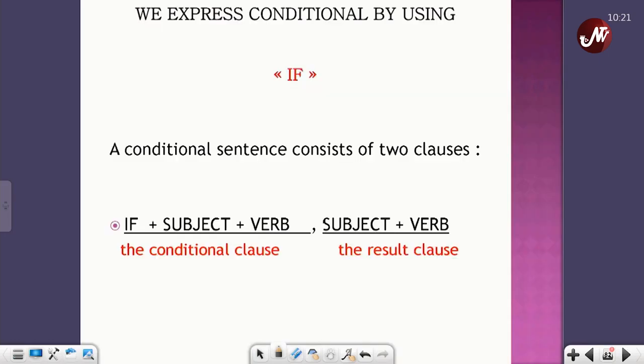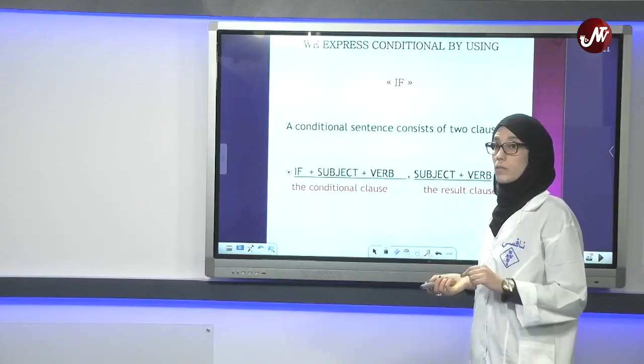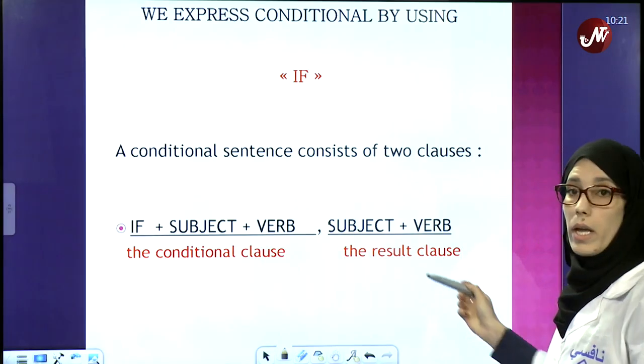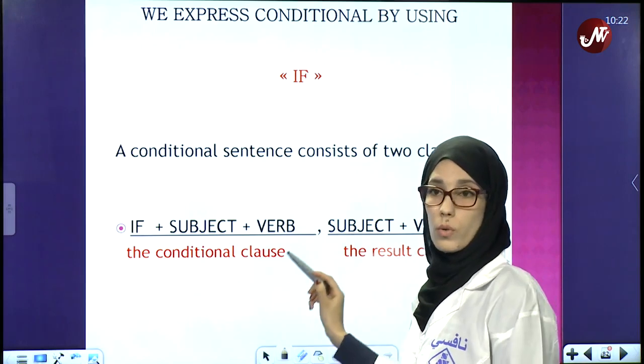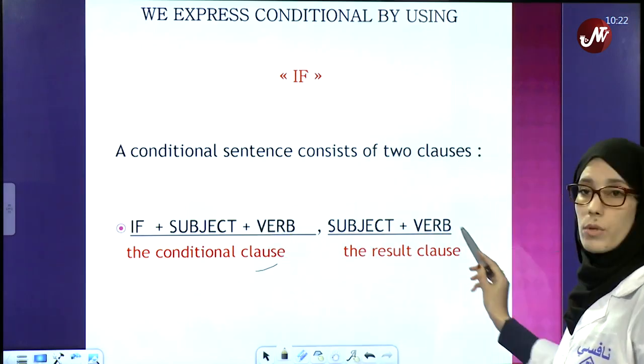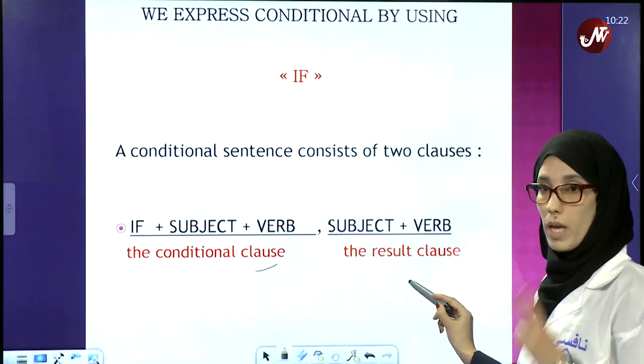We express conditional by using if. A conditional sentence consists of 2 clauses. We have seen that a clause is a part of a sentence. So, in a conditional sentence, we have 2 parts. We have the conditional clause and we have the result clause.